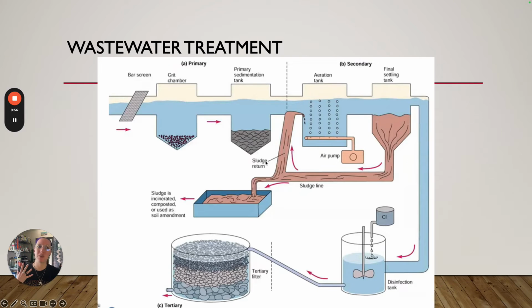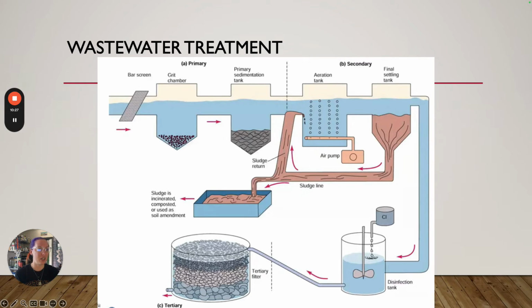Here's just a visual representation of wastewater treatment. So again, starting with the primary, you would have these filters where the sludge comes in, the solids sink, and any sort of oils would float. Then it can go into the secondary treatment where you have this air pump, which allows air to help the microorganisms start doing their thing. And then you have this final settling tank here and this sludge, which is then either incinerated, composted, or used as soil amendment.